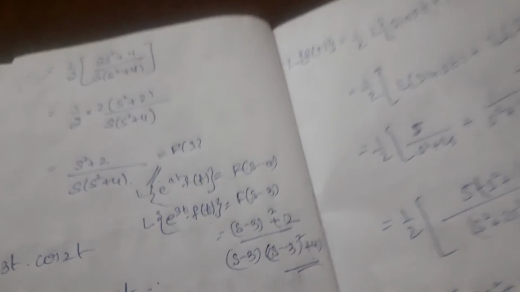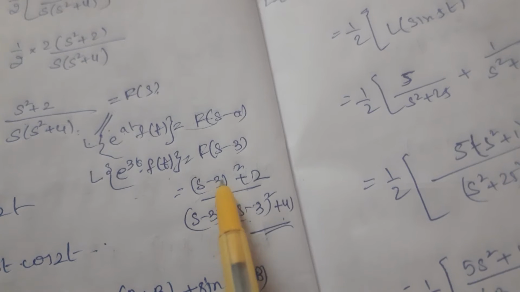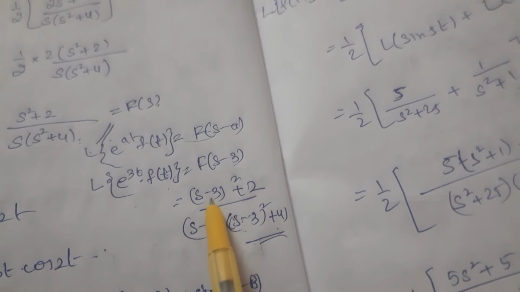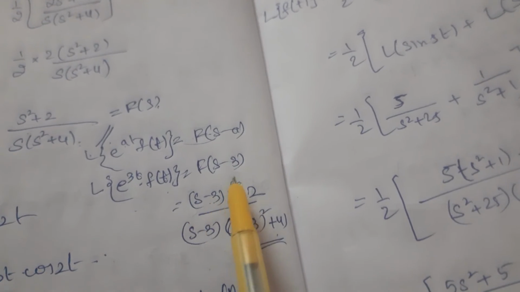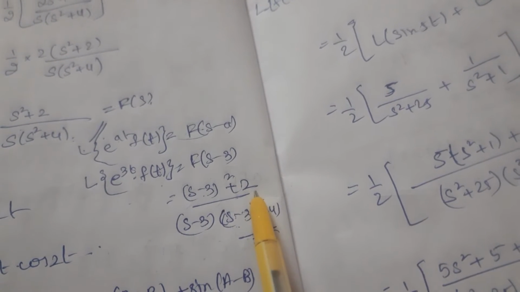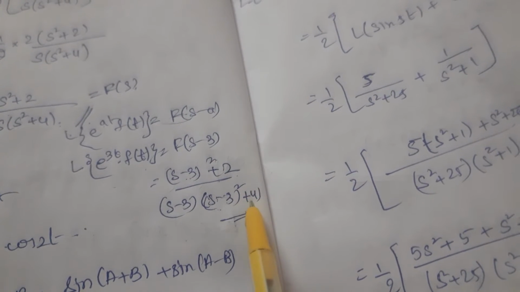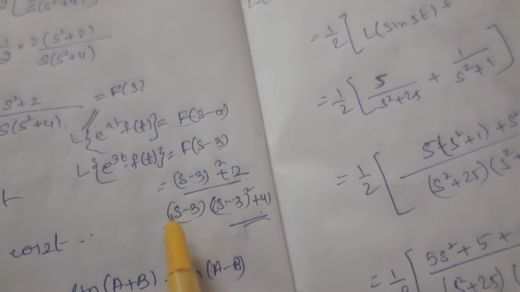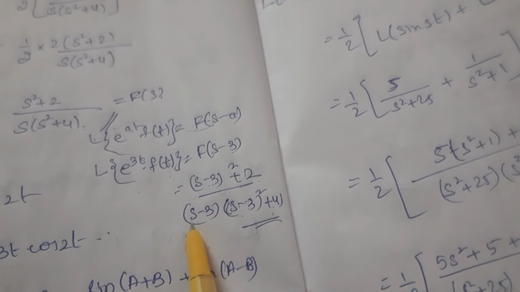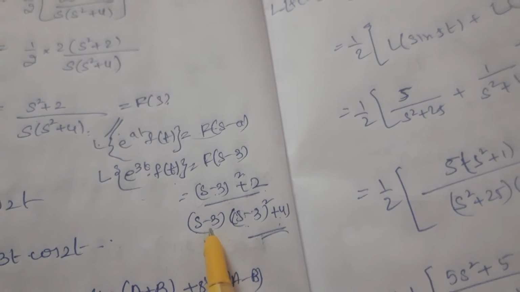Now what you people have to do is open s minus 3 whole square in the form of (a minus b) whole square and add this 2. Here also you have to open (s minus 3) whole square plus 4, and this complete term you have to multiply with the term s minus 3. You will get the answer.